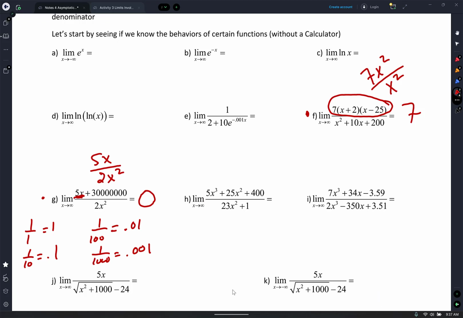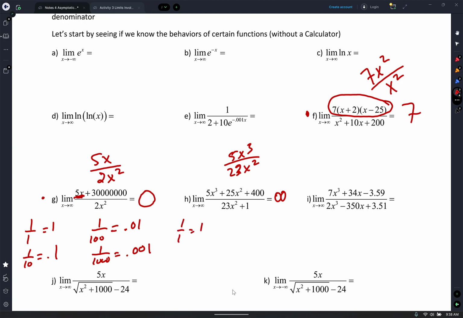Now, notice in letter H, 5x cubed is the highest degree in the numerator, and 23x squared is the highest degree in the denominator. What degree is higher, the one in the numerator or the one in the denominator? Numerator. Because the numerator is larger than the denominator, this is undefined. It's not going to converge. It's actually approaching infinity if you want to be specific. Does that make sense?